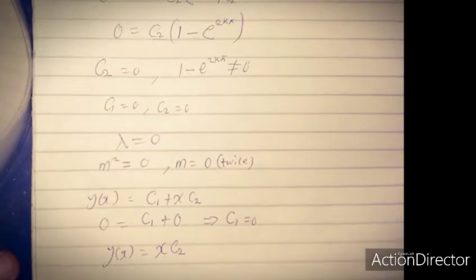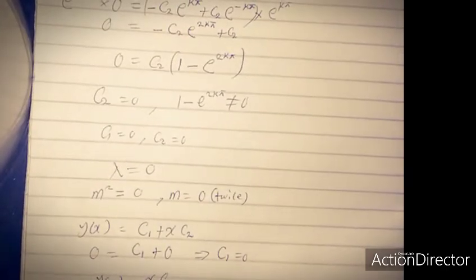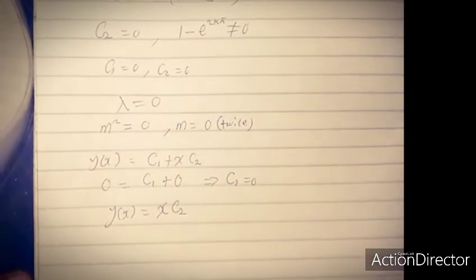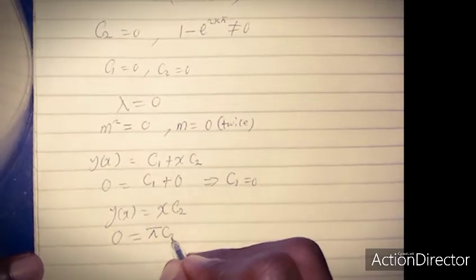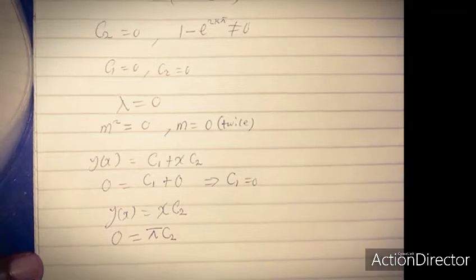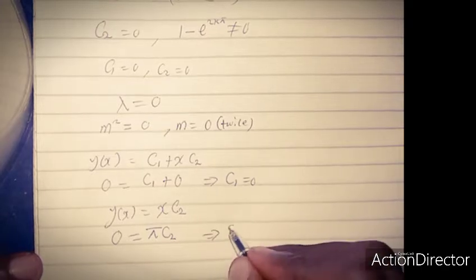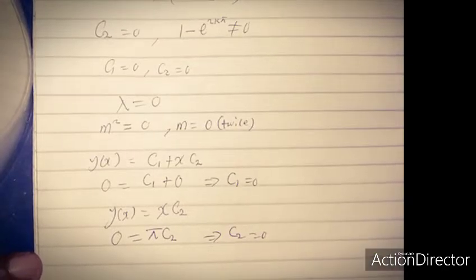Now the second condition, we are going to test the second condition, that is when we have y of pi equals 0. So testing that, I will have 0 equals pi c2. You know x is pi, y is 0. So now between pi and c2, which one can be equal to 0? Of course pi is not equal to 0, because we know the value of pi. That means c2 equals 0. So we have c1 equals 0 and c2 equals 0, that is a trivial solution. We cannot use it, it's not valid, because we are looking for a non-trivial solution, that is when the two constants will not be 0. That's why we have our eigenvalue and eigenfunction.